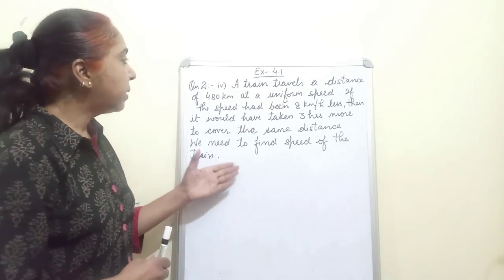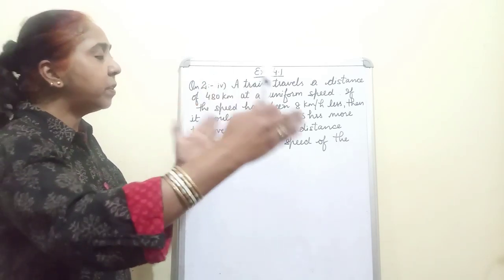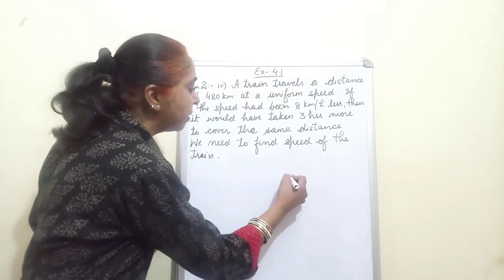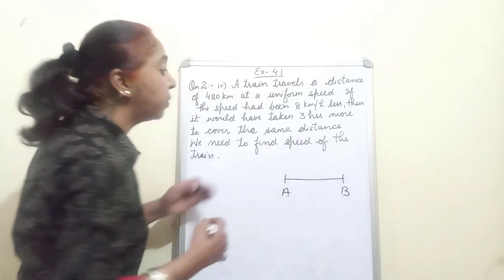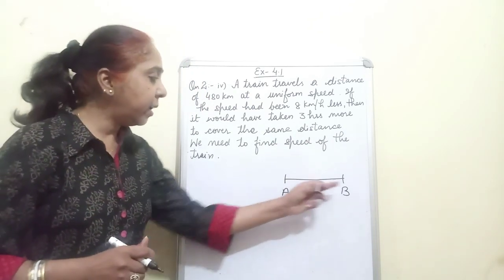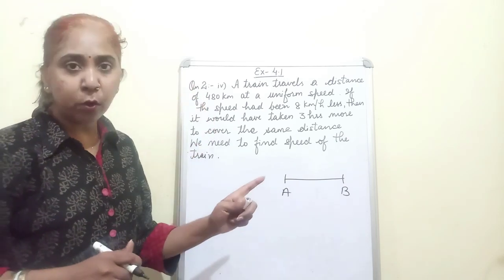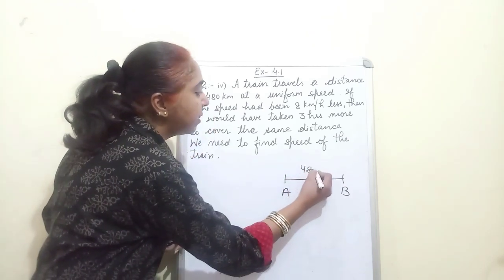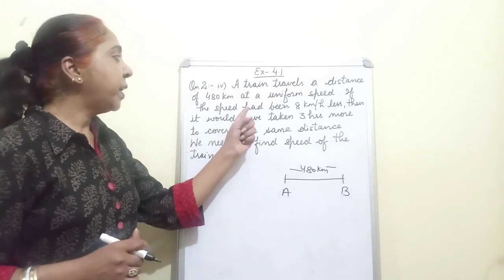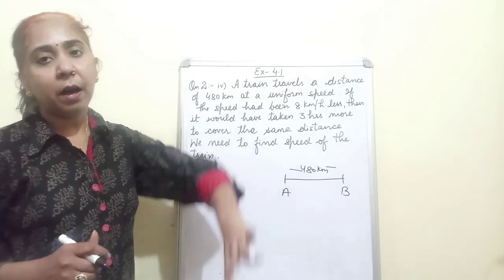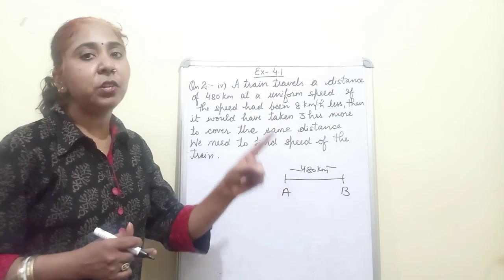So, what is it saying to us? If a train travels a distance, suppose this is the distance from A to B, the train has to cover this distance A to B, right? Now, the distance is 480 kilometers. It is given that the distance is 480 kilometers. If the speed had been 8 km per hour less, from here our condition has started.